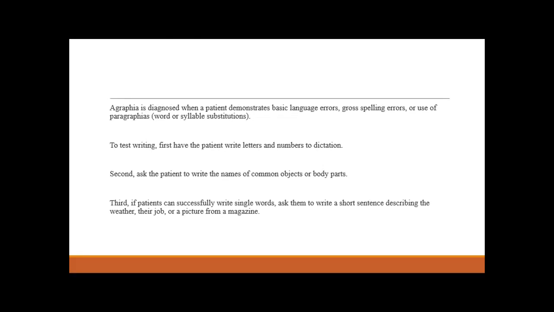Now, when we have to test writing, we first have the patient write letters and numbers to dictation. Then we ask the patient to write names of common objects or body parts. And third, if the patient can successfully write single words, we ask them to write a short sentence describing the weather, their job, or a picture from a magazine.